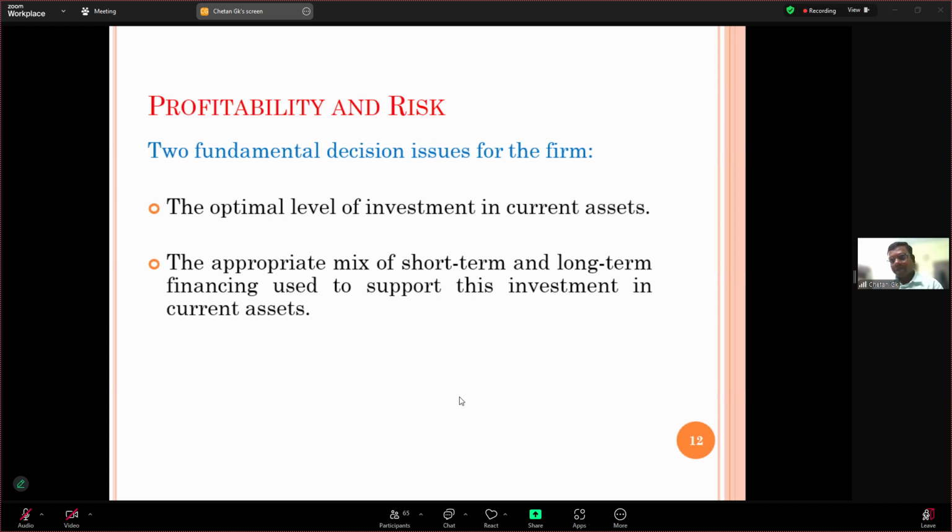I'll receive something from somebody else and I'll manage my show. Okay, this is actually called short-term financing.